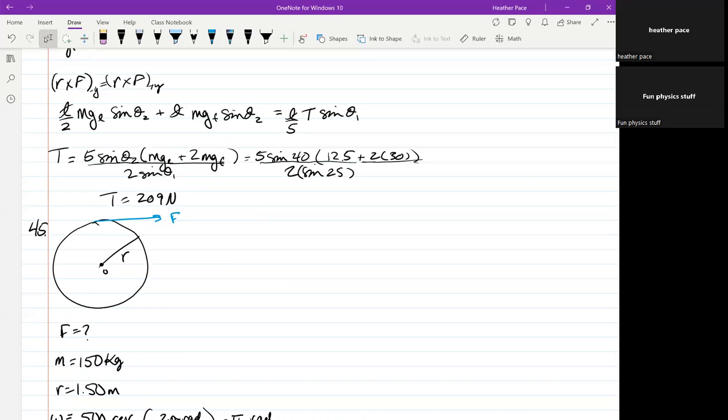We end up with kind of a jumbled equation, but we are given all of these values. So it's really just a plug and chug problem. We get T equals 5 times sine 40 times 12.4 plus 2 times 30 over 2 times sine of 25. We were given all of those values, so we get T equals 209 newtons.